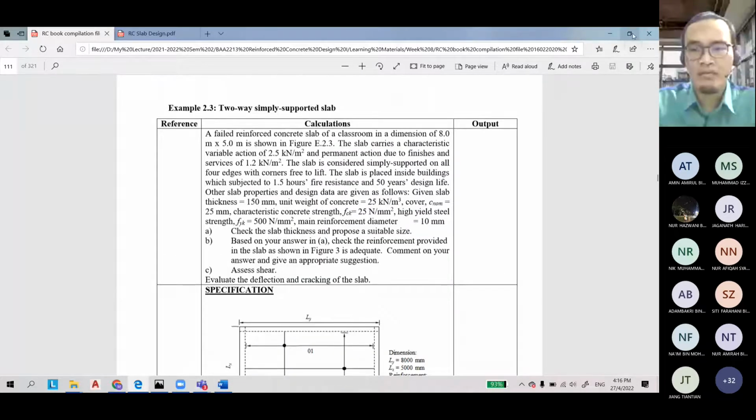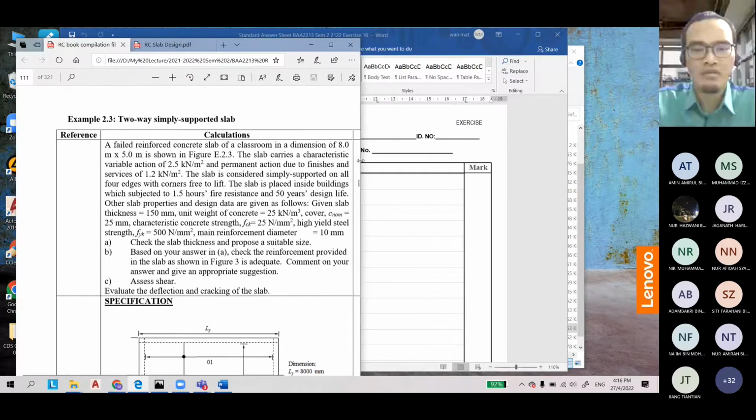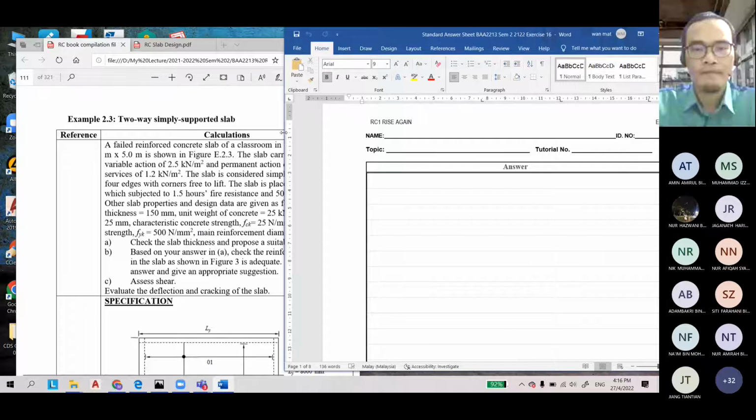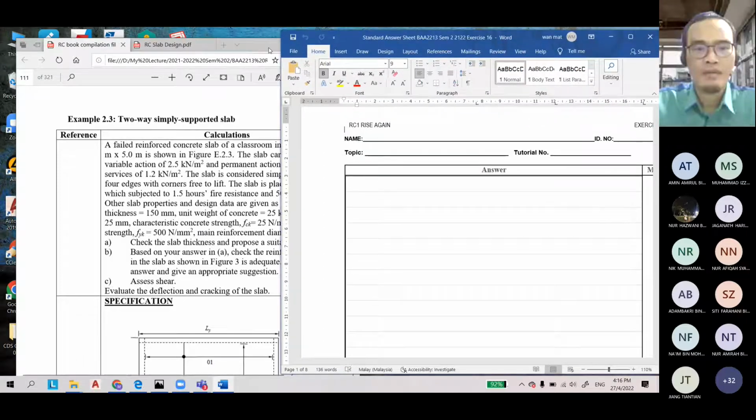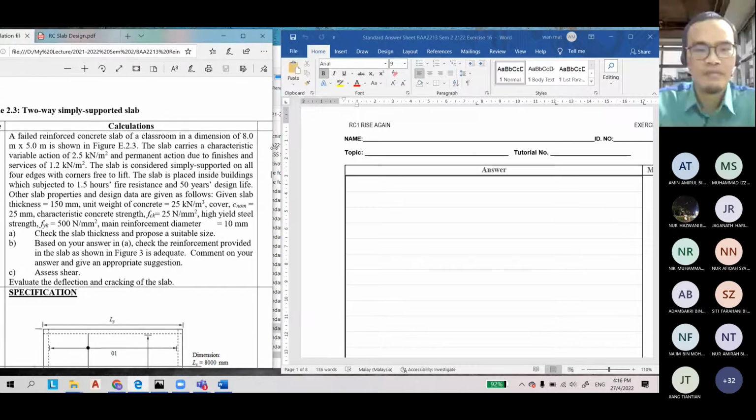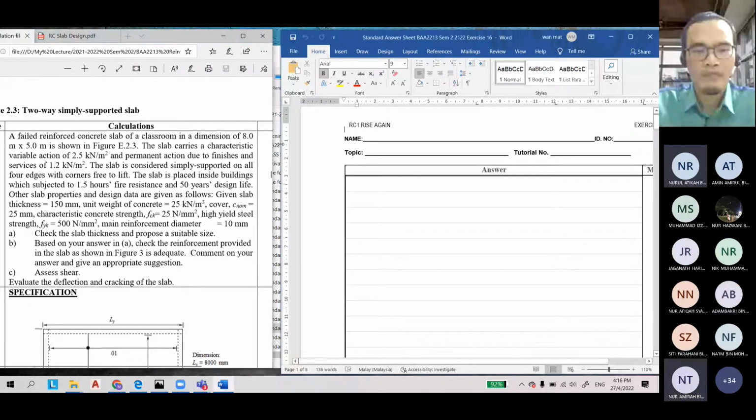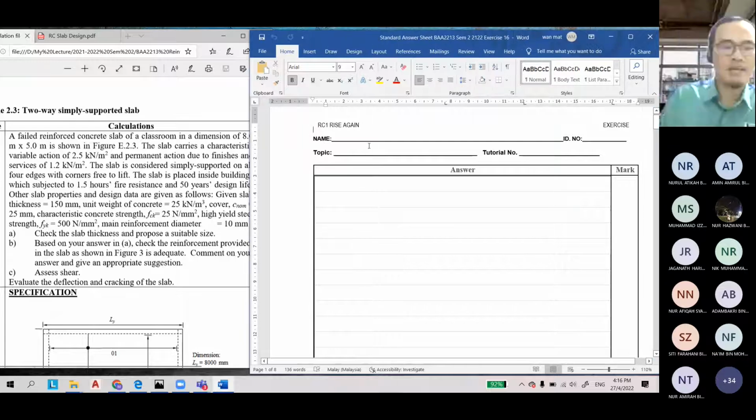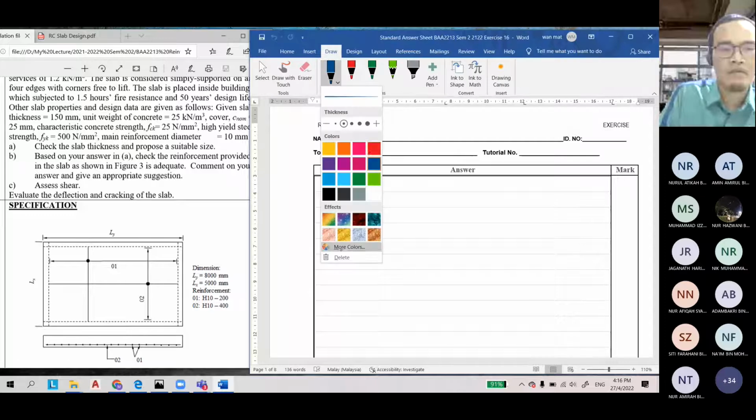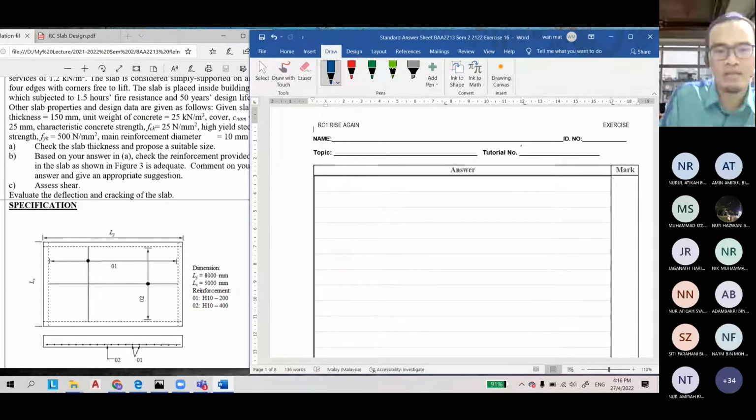From this example, I want to change some parameters. Can you see my screen? Yes, sir. Okay, good. Thank you. You can refer to your module. This is the plan view and the cross section of the slab. I have written the parameters here to save our time.